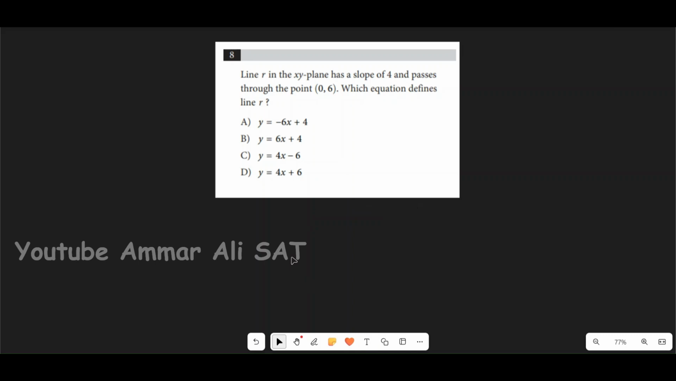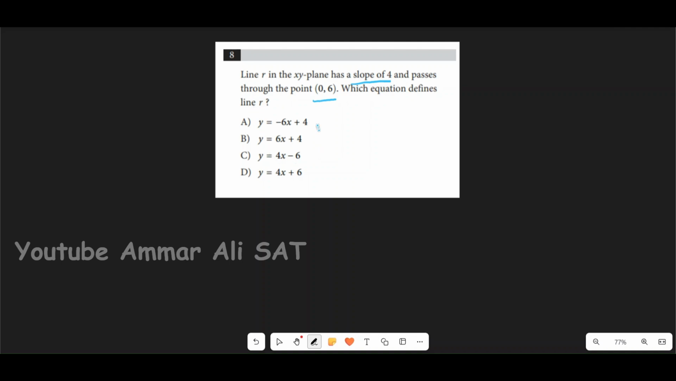Hey everyone, welcome back to another SAT math video. This is a question from the official 2024 Practice Bundle 5 Math Module 2, linked in the description below. Line R in the xy plane has a slope of 4 and passes through the point (0, 6). Which equation defines line R?